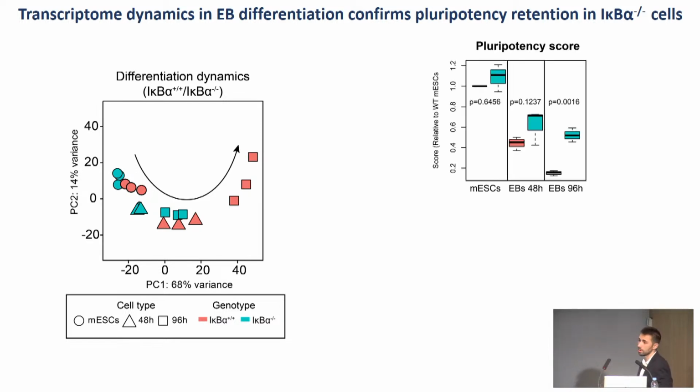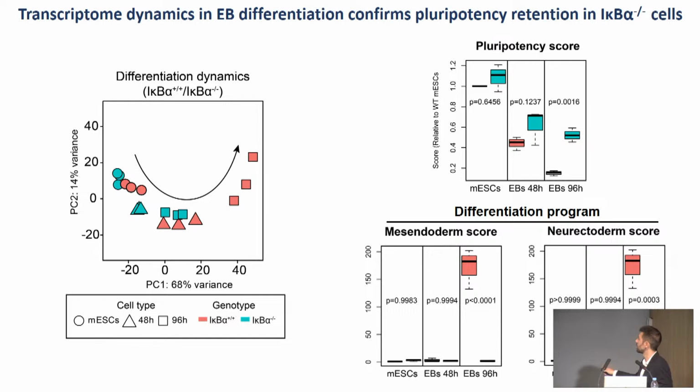And more in detail, when we check the pluripotency signature, you can see here that very nicely the wild-type cells are able to successfully downregulate the pluripotency program. However, the knockout cells are not able to do it. And the other way around, when we check the differentiation programs, only the wild-type embryoid bodies at 96 hours were able to successfully upregulate both mesendoderm and ectoderm differentiation programs. So this confirmed also at the transcriptomic level that cells lacking IKB alpha cannot properly exit from pluripotency, and this translates into a failure of differentiation.